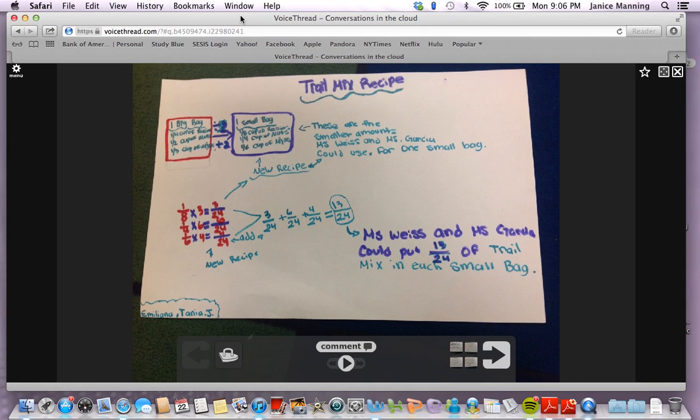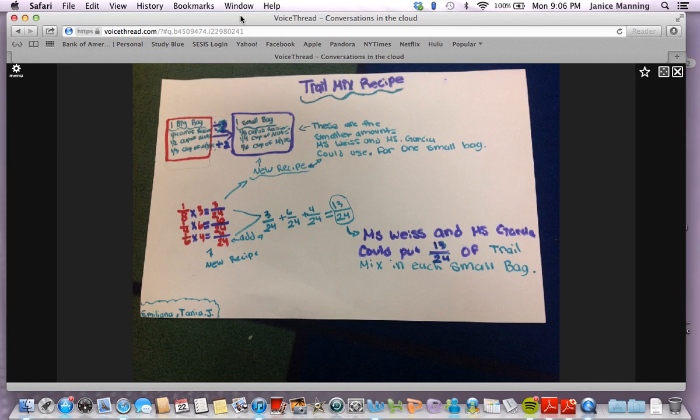The problem was, we told the kids that we had a big recipe for trail mix, and it called for 1/4 a cup of raisins, a half a cup of M&Ms, and a third a cup of peanuts.